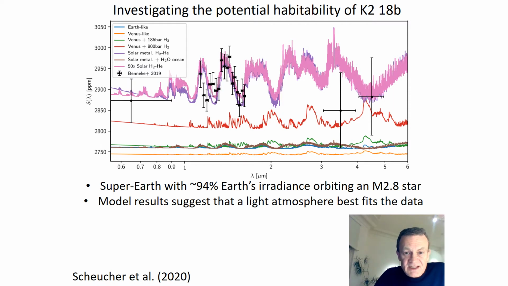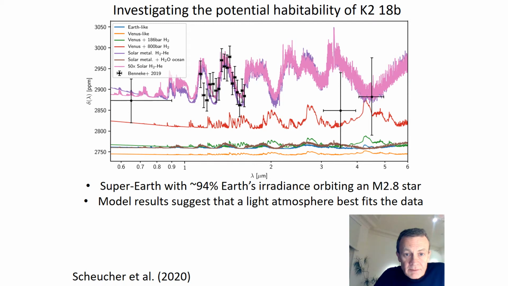Light atmospheres extend over large distances and lead to larger features in the transmission spectrum. And you see this here. You see the purple lines, for example, at 1.5 microns, they have much larger spectral features. They go from 2850 up to 3000 ppm, and the other heavy atmospheres, they have much smaller band features.